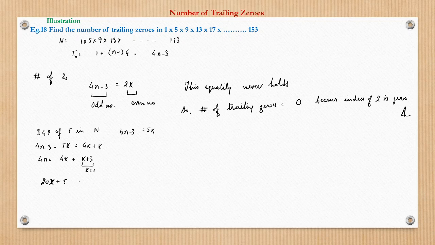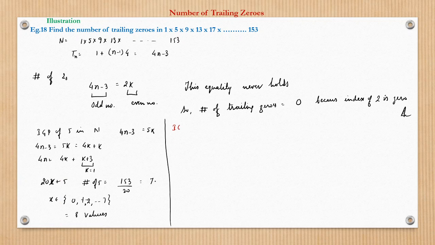So how many values can we take? The number of 5s is nothing but 153 by 20. So that is nothing but 7 point something. So x can take values from 0, 1, up to 7. So 8 values, right? So this is the multiple of 5.